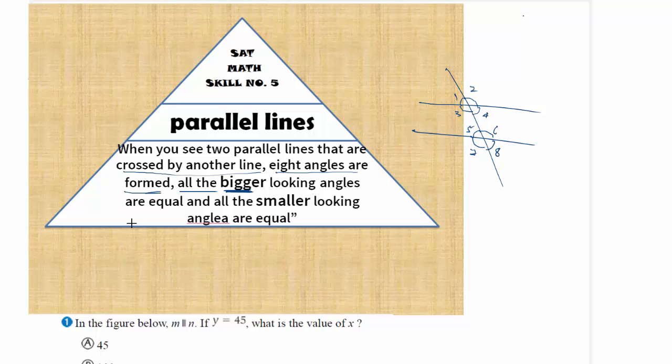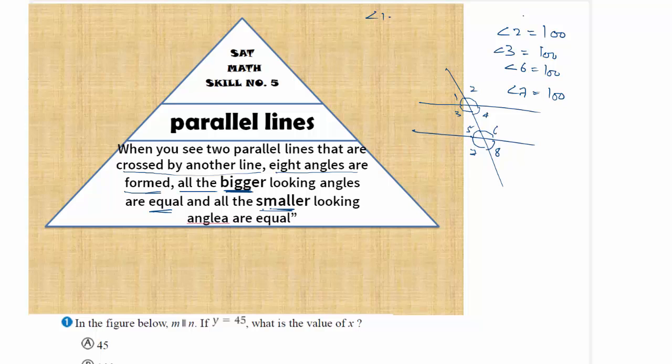All the bigger looking angles are equal, and all the smaller looking angles are equal. So very simple. You're able to clearly see here that angle 2, angle 3, angle 6, and angle 7 are bigger looking angles, right? So they are all equal. For example, if angle 2 is 100 degrees, that means angle 3 is also 100, angle 6 is also 100, and angle 7 is also 100, right?